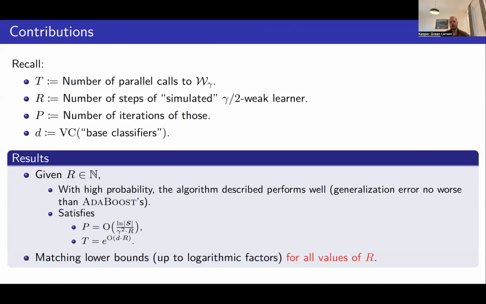And then we prove lower bounds, basically showing up to logarithmic factors, not even logarithmic factors in the exponent, but multiplicative logarithmic factors, you show matching lower bounds for all values of R. There are some small caveats here. You should read the paper to see. But basically, this is the main contribution, that this is the right trade-off for parallelizing boosting.